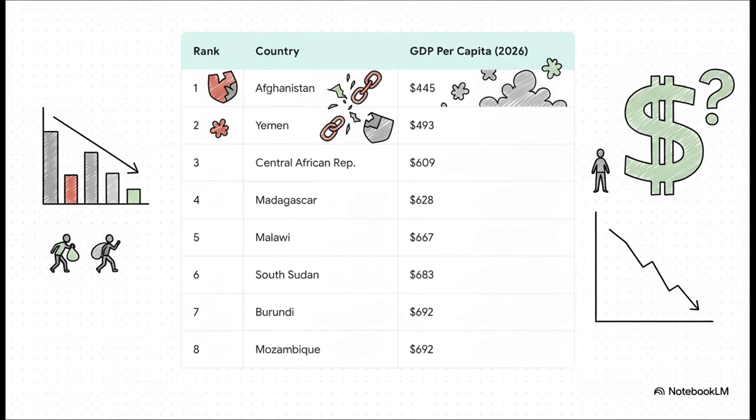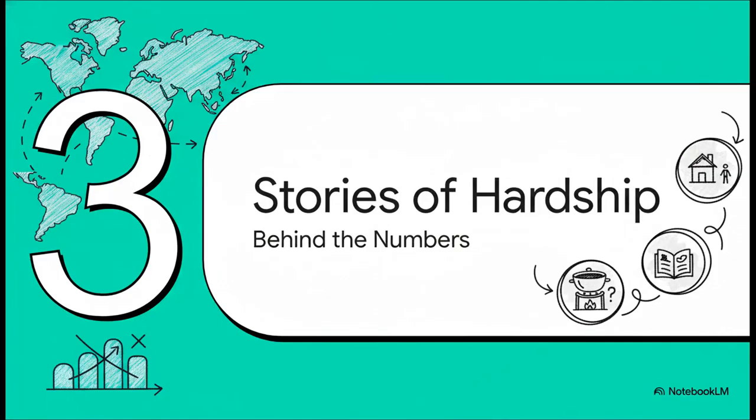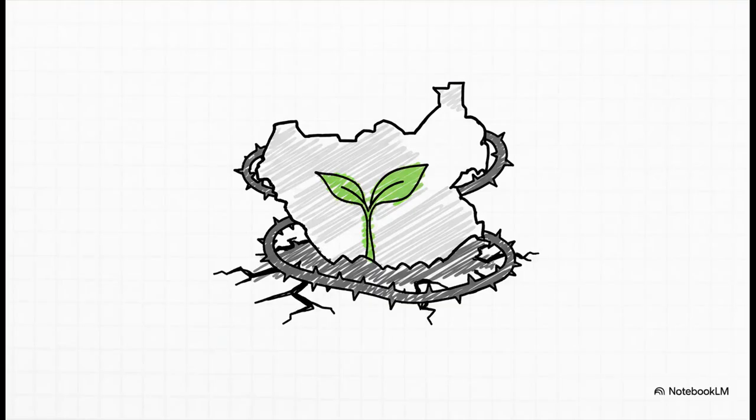The numbers here are tough to look at. A GDP per capita below $500, that's less than $2 a day per person. It's almost impossible to imagine, especially when you think about that number we started with. But a list of numbers doesn't really tell the whole story, does it? The numbers tell us the what, but it's the stories of these nations that tell us the why. So let's zoom in on 3 specific case studies. First up, we're going to start with South Sudan.